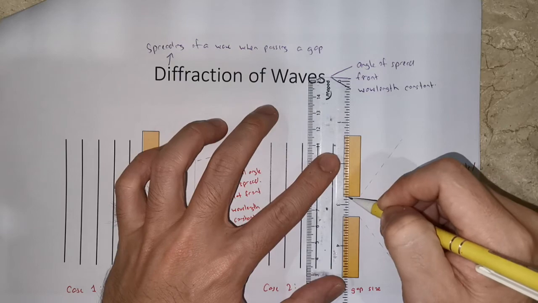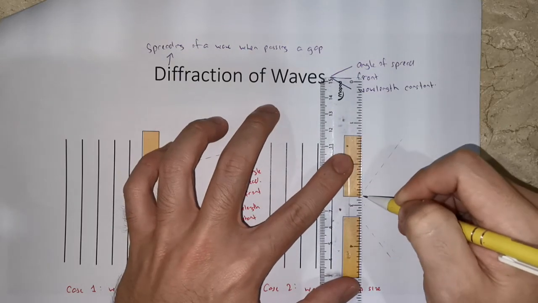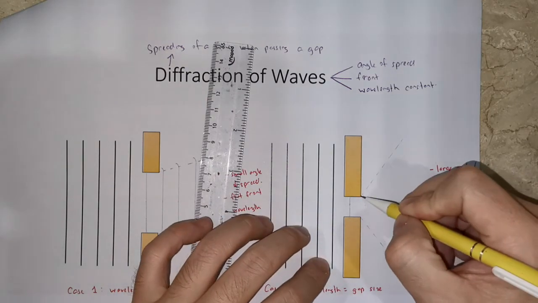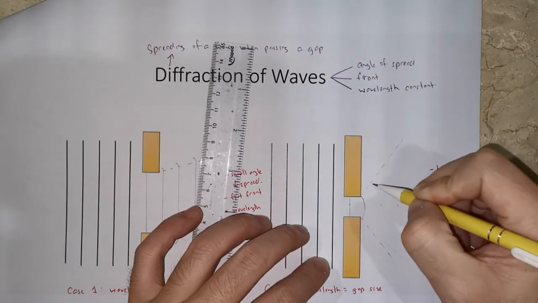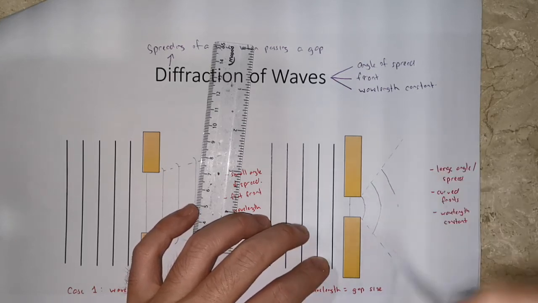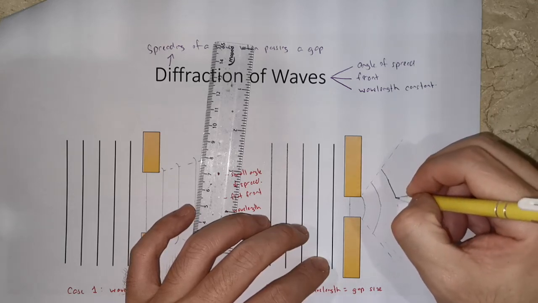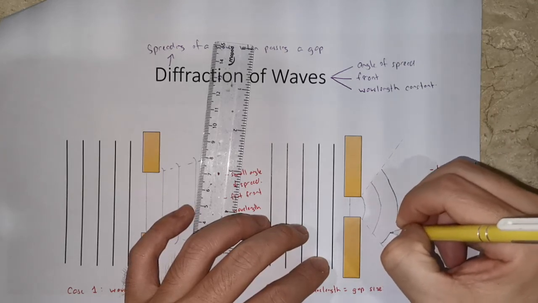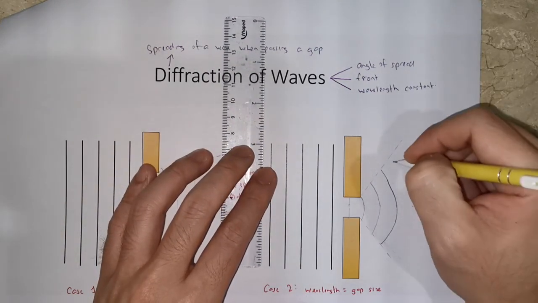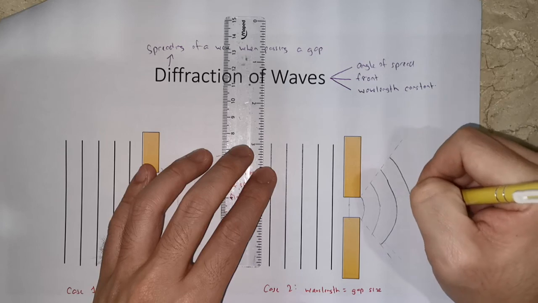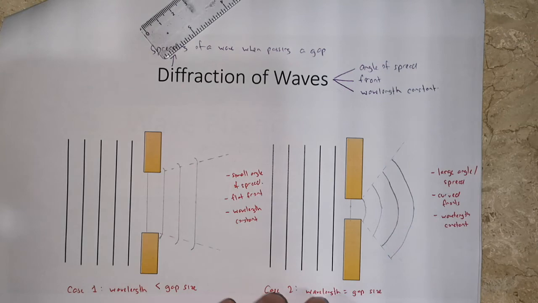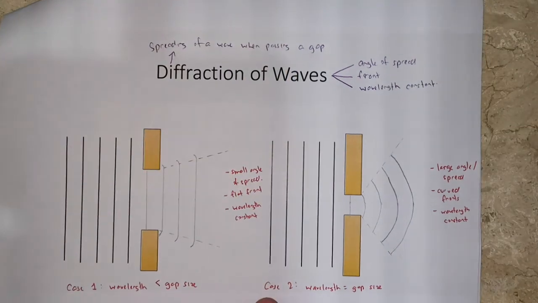Now I'm going to draw lines, likewise with curved fronts. What we need to do is make sure that it's curved all the way. Curved all the way. Curved all the way. I can go on to the next one. I think this is about 1 cm. So now this is what the diffraction wavefronts will look like.